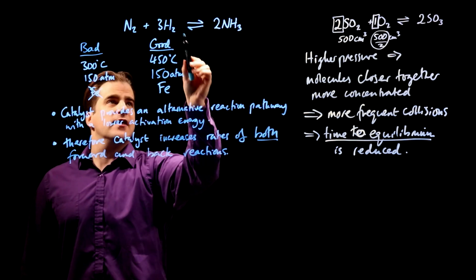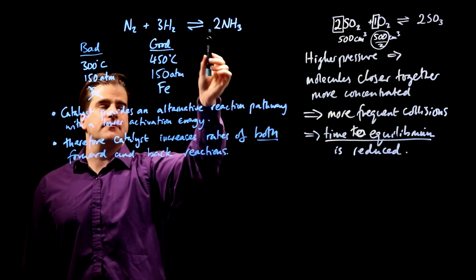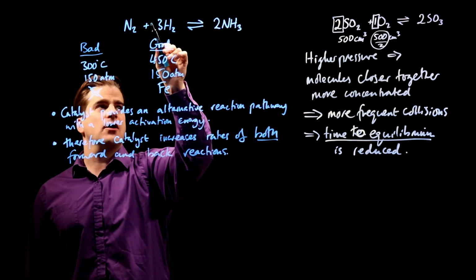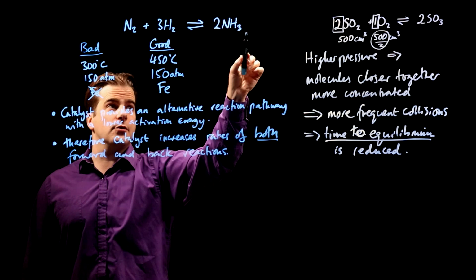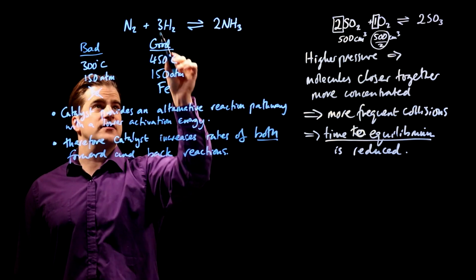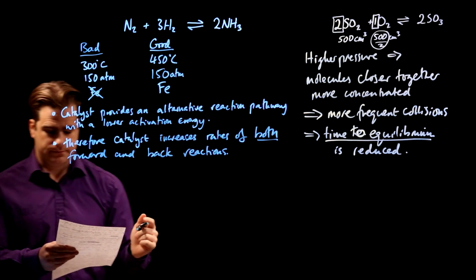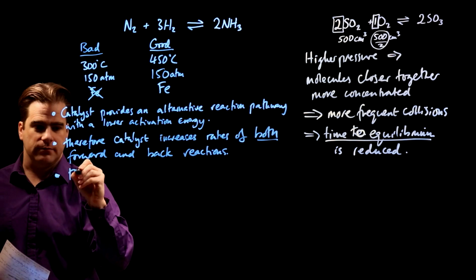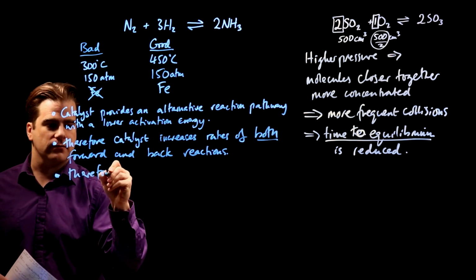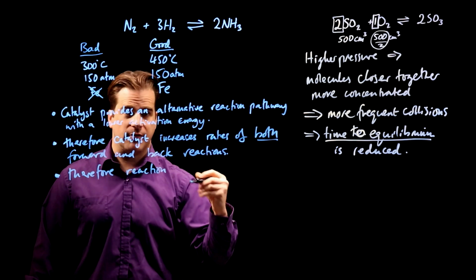Okay, this double arrow means it's in equilibrium. It means the reaction can go that way or that way. That's the forward reaction, that's the backward reaction. Okay, and a catalyst will increase the rate of both of them. Good. Therefore, the reaction reaches equilibrium faster.